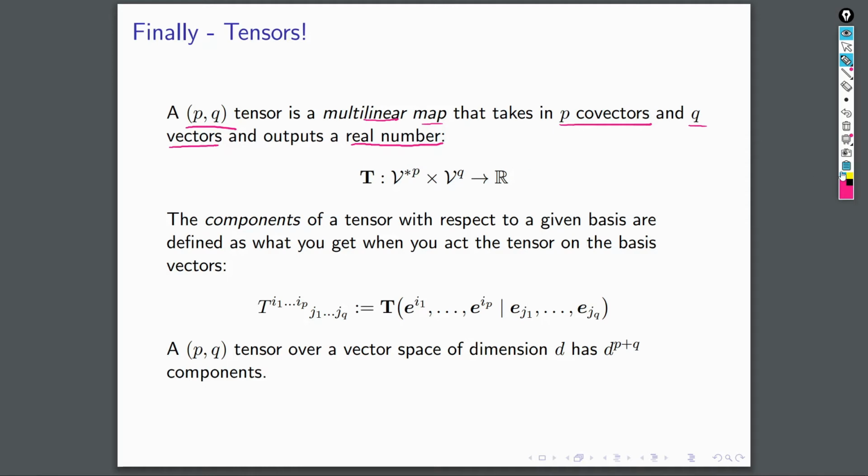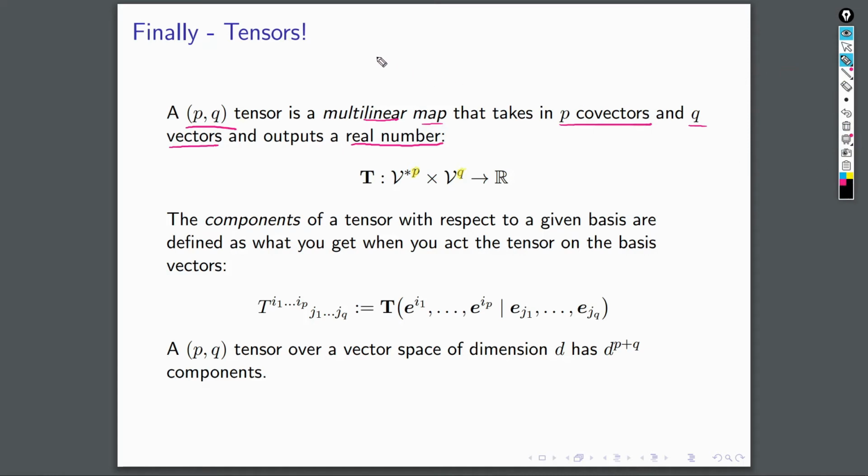So here we have the P, here we have the Q, and it outputs a real number, okay? So the components of the tensor with respect to a given basis are just what you get when you act it on the basis vectors, right? Now this might seem like a strange equation, but it's actually quite simple, okay?